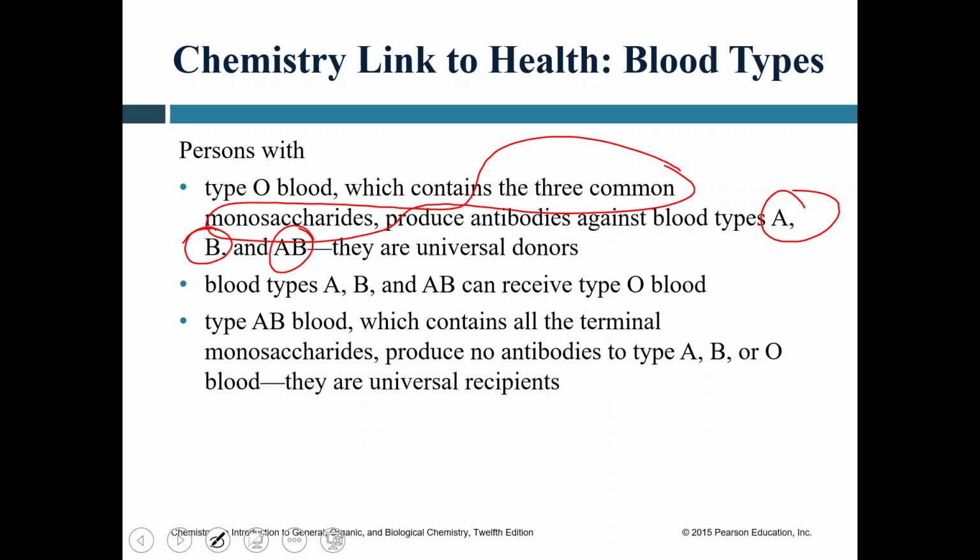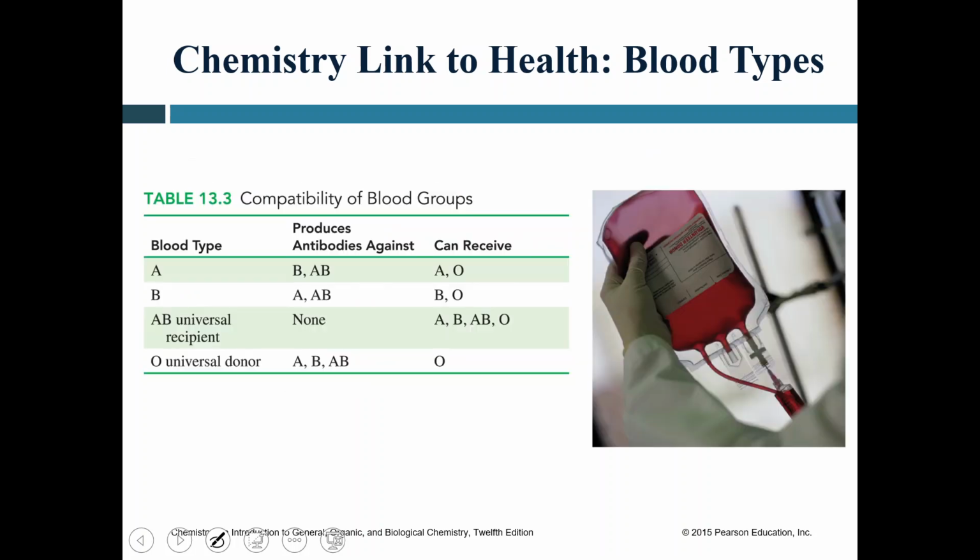On the other hand, type AB blood, which contains all the terminal monosaccharides, produces no antibodies to type A, B, or O blood, and that makes them universal recipients. So this table summarizes the compatibility of blood groups. You can look at it from your own perspective, what can each blood group receive.